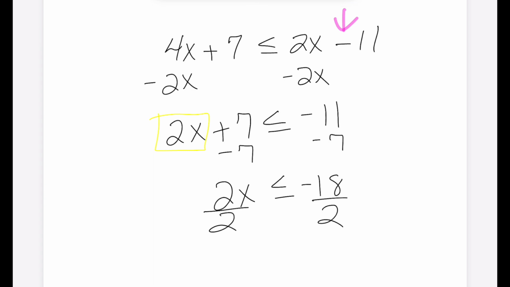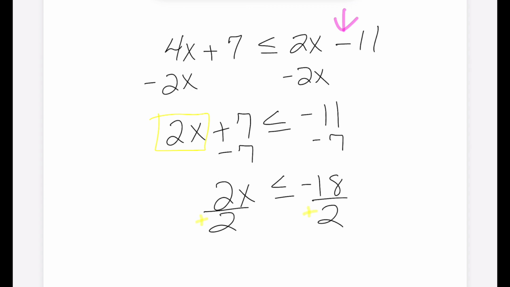The rule for inequalities is if you multiply or divide by a negative, you have to flip or reverse this inequality because it changes the direction on a number line. But I'm not dividing by a negative. I'm dividing by a positive 2.